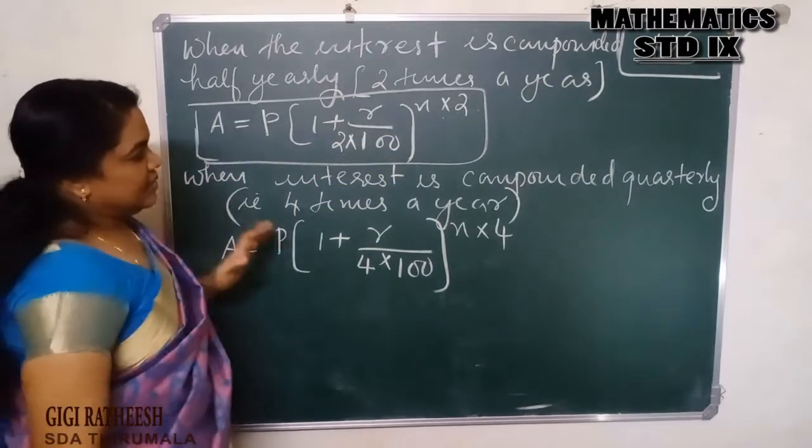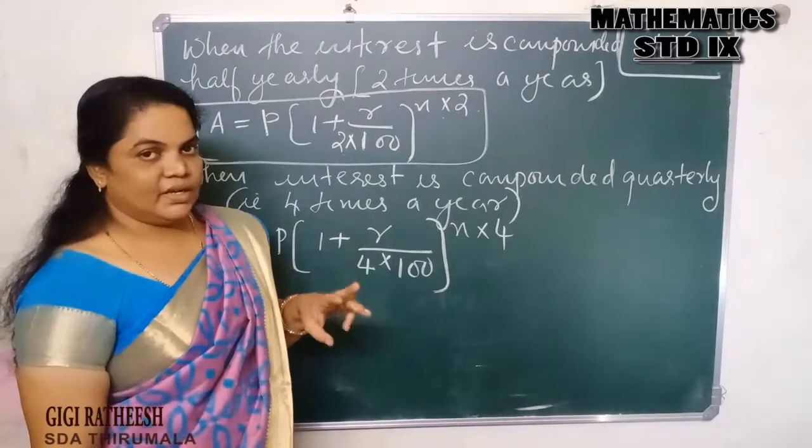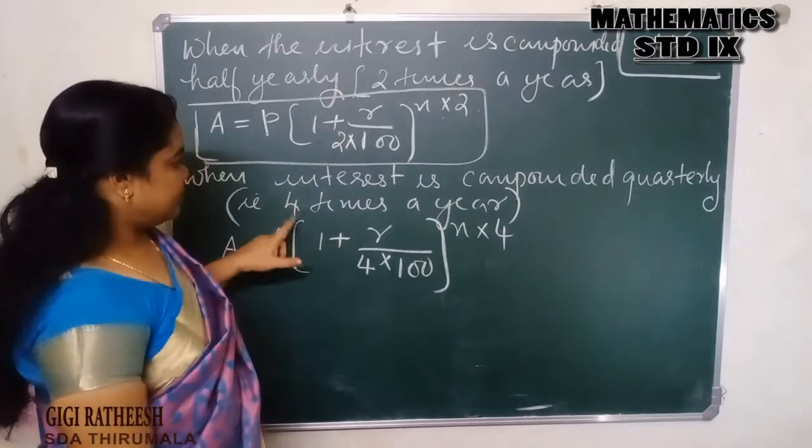And when interest is compounded quarterly, that means 4 times a year, for every 4 months.